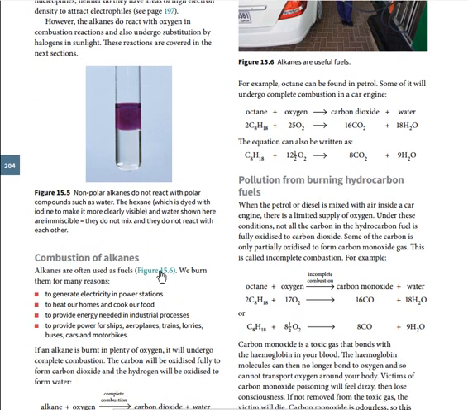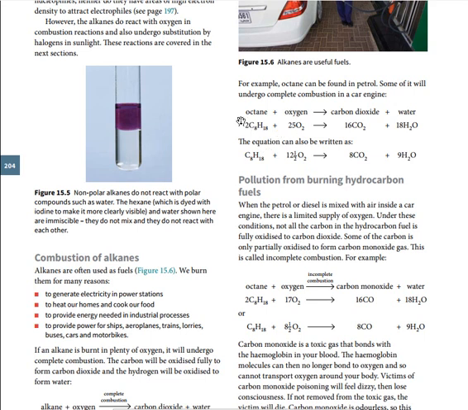We have the combustion reaction. Combustion can be used in generating electricity in power stations, and in generating heat at home and cooking our food. That's what is used inside our gas bottles at home. It's made up of butane and used in cooking food. We also provide the energy needed in industrial processes. We provide power for ships, aeroplanes, trains, lorries, buses and cars. All these use alkanes in combustion.